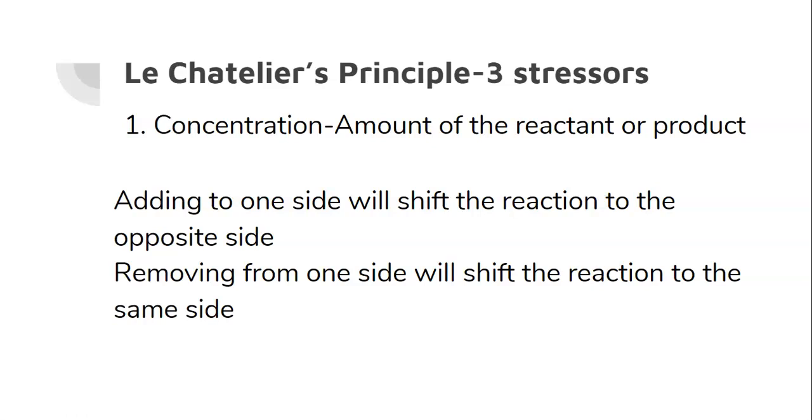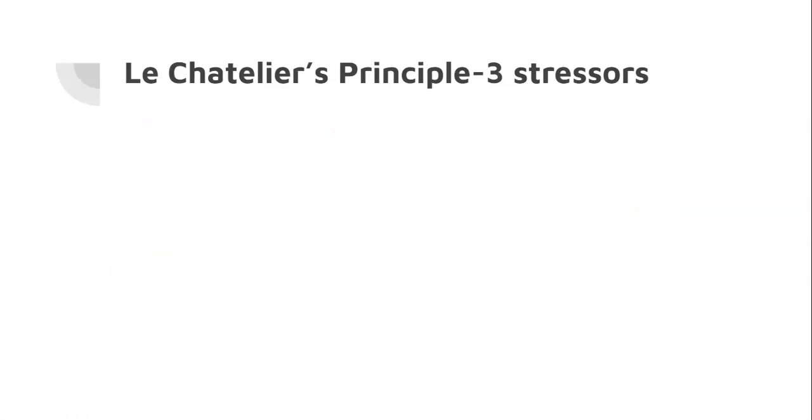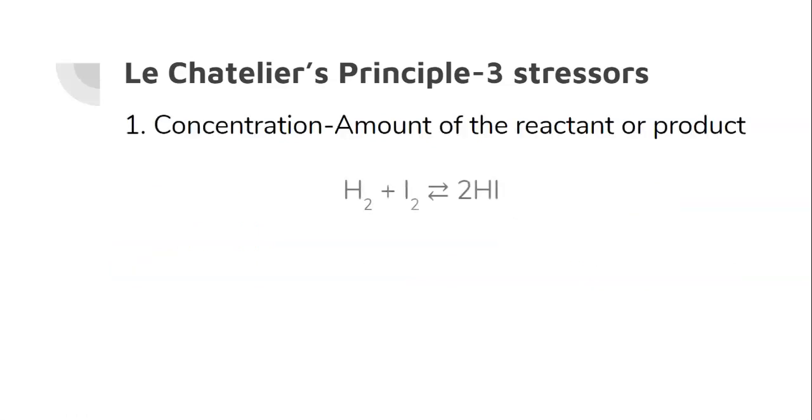So if you add, the reaction is going to be affected on the opposite side. So if you affect the reactants, it's going to shift to the product side. Okay. If you remove, it will shift to the same side. So if you remove the reactants, then your reaction is going to rush to the reactant side to fill in that gap. Okay. So let's take a look at one.